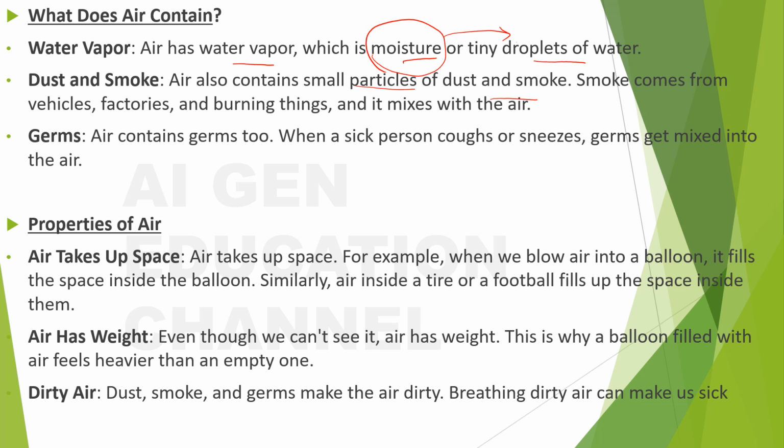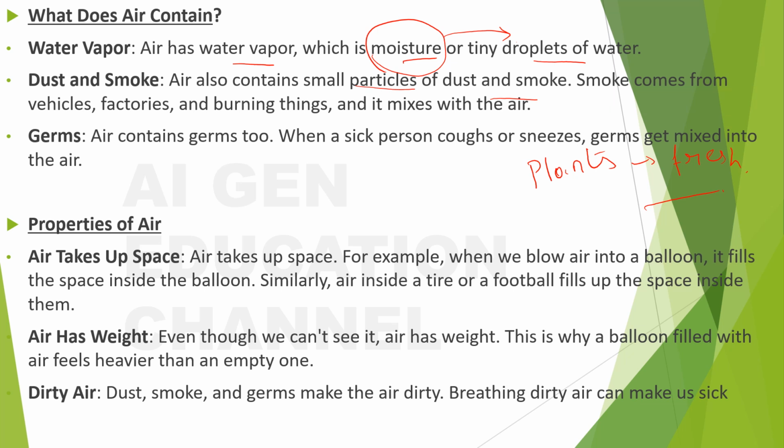Okay, so air also contains what? Small particles of dust and smoke. It's very important that, as I have mentioned earlier, what do plants give us? Fresh air, right? So when you plant more trees, you will get fresh air, and the dust particles and all the pollution will go down if you plant more trees. Okay, so air has so many other things too. You can see everything in detail in the higher classes.